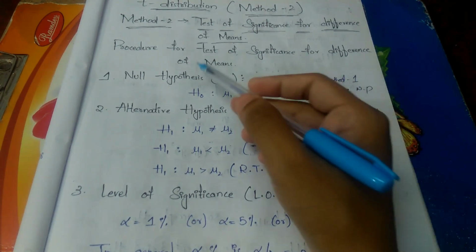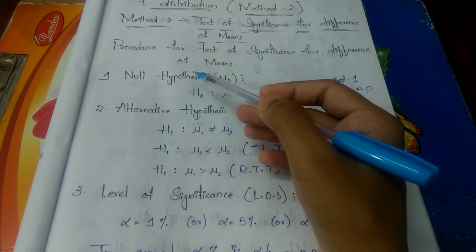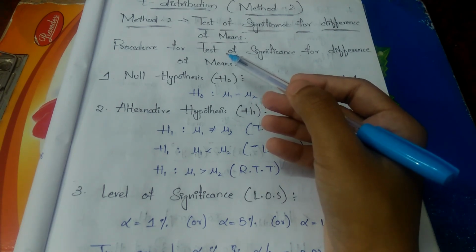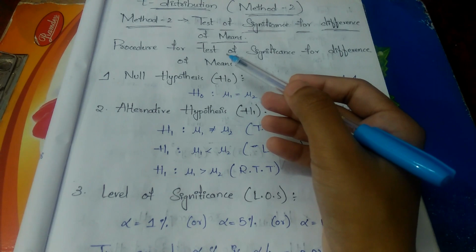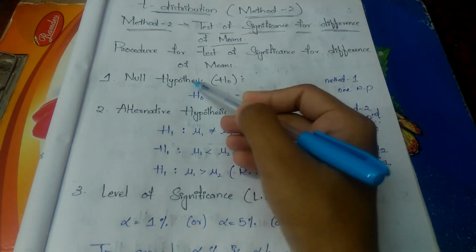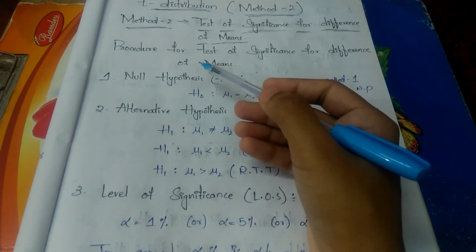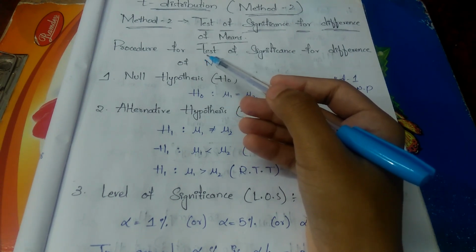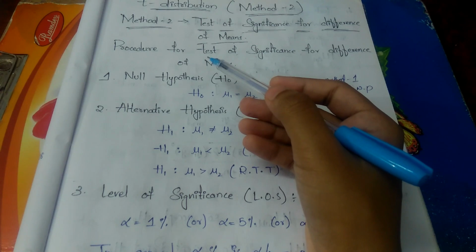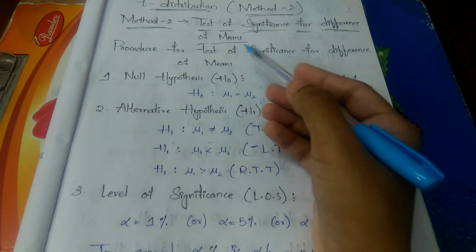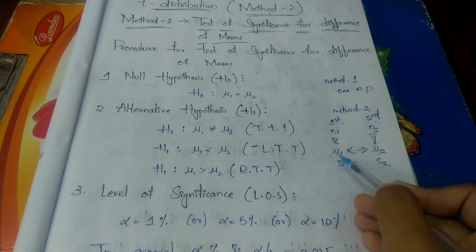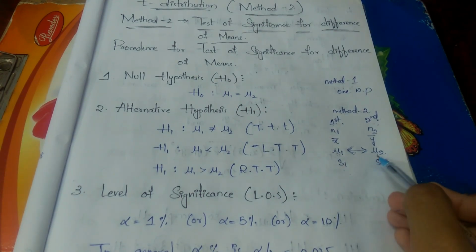Here also we will have the same five steps: null hypothesis, alternative hypothesis, level of significance and test statistic, and finally the conclusion. In the null hypothesis we will compare the population means of two different normal populations. We know population mean is represented with mu, but the first normal population mean is mu1 and the second normal population mean is mu2.